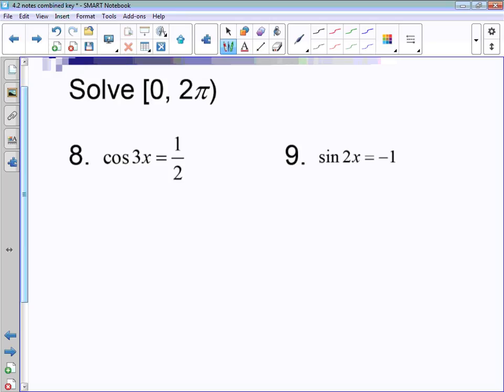All right, guys, let's do 8 together. This one has a 3. So that's probably looking at 6 answers. Okay, first, pi over 3. All right, Arun is diving in. He says pi over 3 and 5 pi over 3.